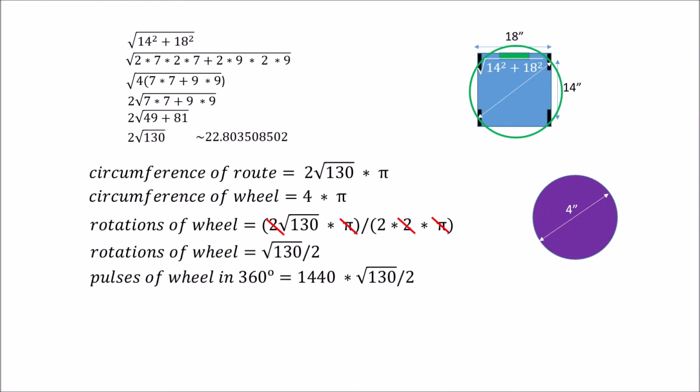Now the number of pulses in the wheel is 1440. If the route goes 360 degrees, the number of pulses will be 1440 times the square root of 130 divided by 2. The pulses per degree are going to be 1440, the number of pulses in the entire rotation, times the square root of 130 divided by 2, the number of rotations we're taking. All of this divided by 360, the number of degrees in the circle. Now the nice thing about this is that 360 actually goes into 1440 4 times. It's not a coincidence, that's how they set that up intentionally.